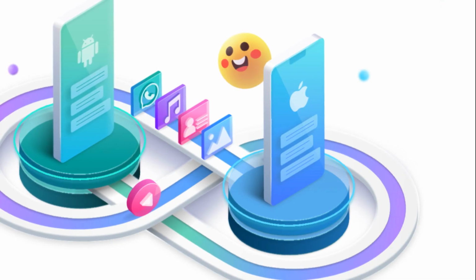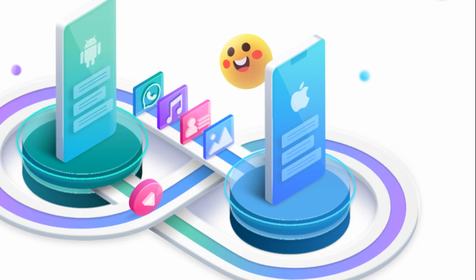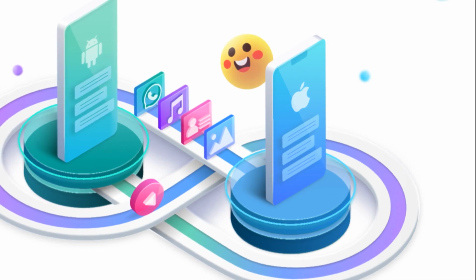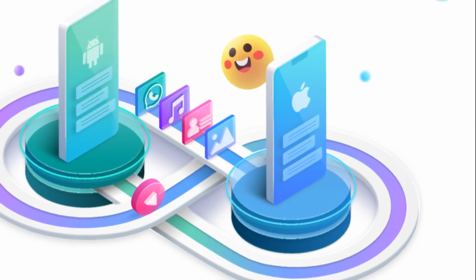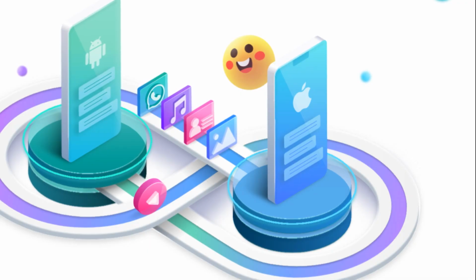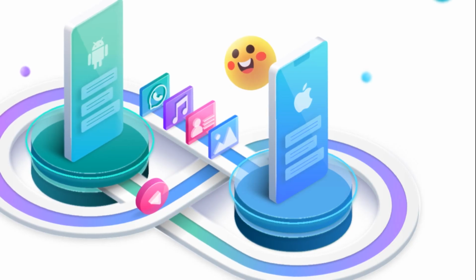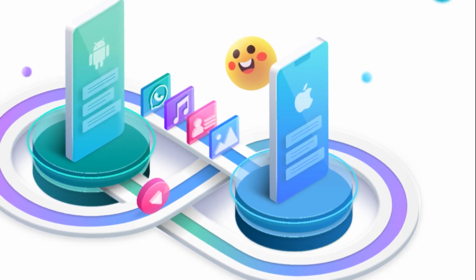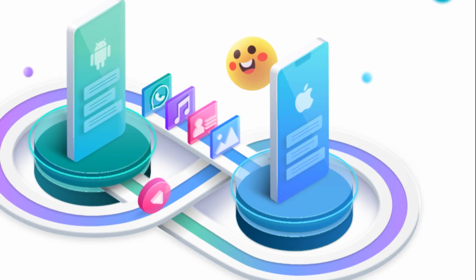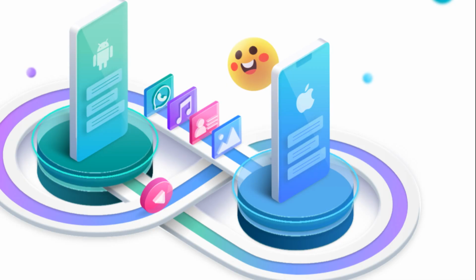2. Transfer data to Nothing Phone 2. Mobile Trans will display all available data for transfer from your old smartphone. Select the data types you wish to transfer. Click the Transfer button to initiate the process. If the devices are not in the correct positions, use the Flip feature to adjust.